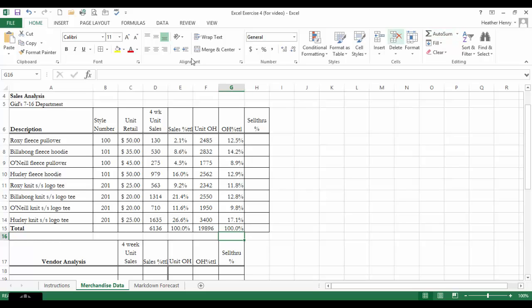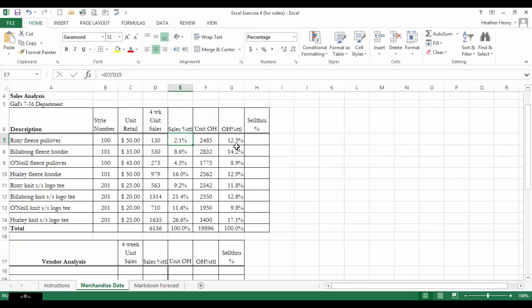So we can compare the Roxy Fleece pullover by saying, okay, 2.1% of our total sales for the fleece pullover have 12.5% of on-hand inventory available. If this style only represented 2.1% of the sales but has 12.5% of the on-hand inventory, we can see we have a lot of inventory in the style. For ideal selling, we would like to see that our sales percent is in line with our on-hand percent. If these two numbers are off dramatically, we can see what is happening with the style.